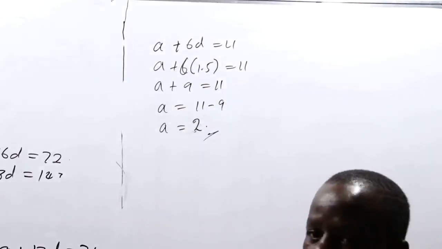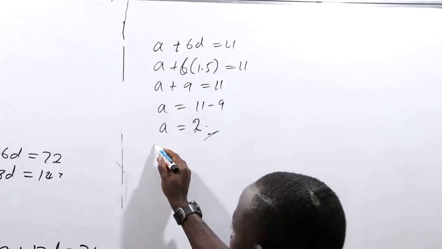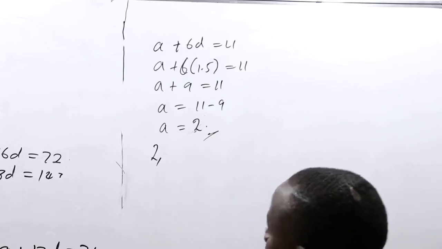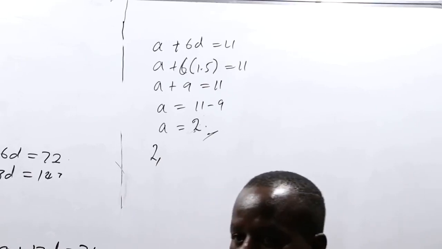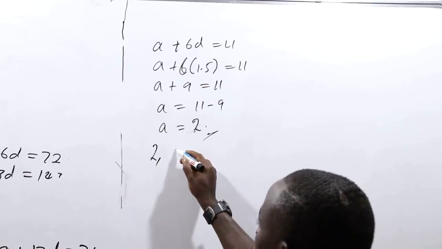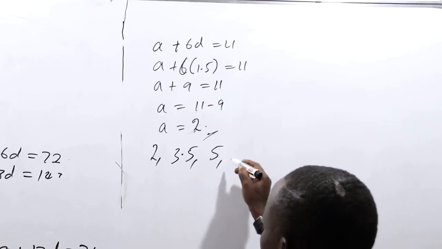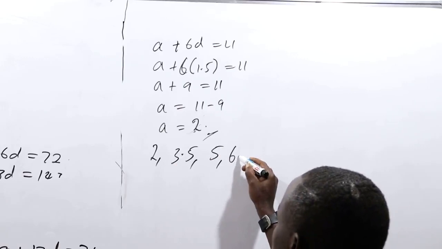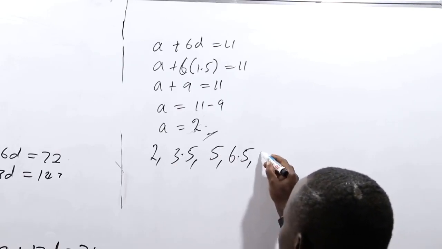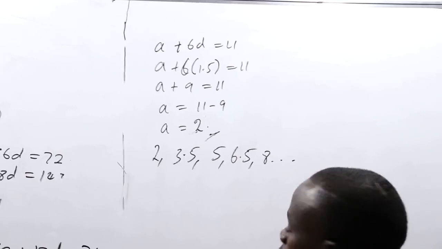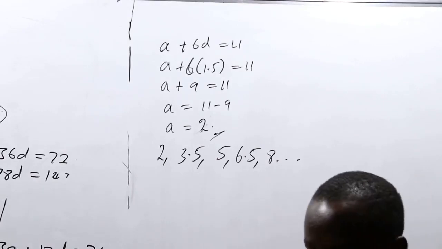But the question says we find the AP, isn't it? So the first term is a, which is 2. The second term will be 2 plus the common difference, and our common difference d is 1.5, isn't it? So it's going to be 2 plus 1.5, which is 3.5, plus another 1.5, which is 5, plus 1.5, we'll have 6.5, plus 1.5, we'll have 8, and it continues like that. So that is our arithmetic progression. Thank you.